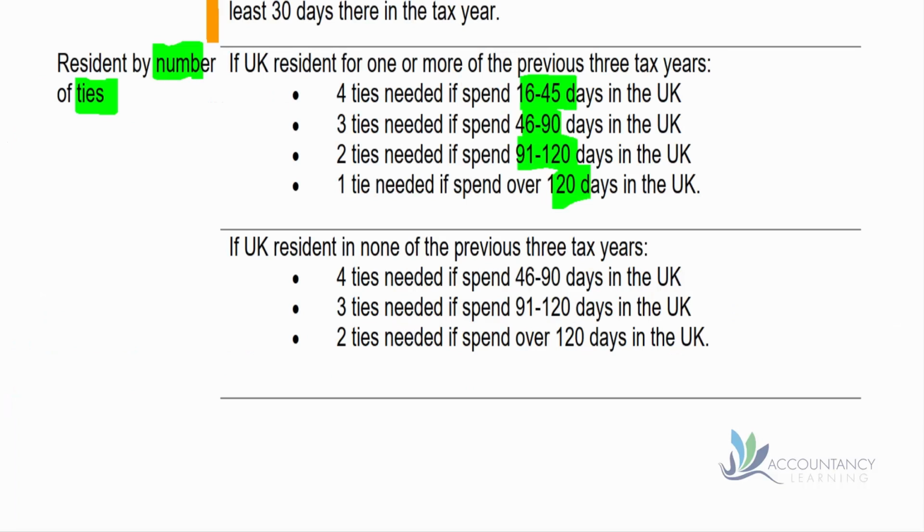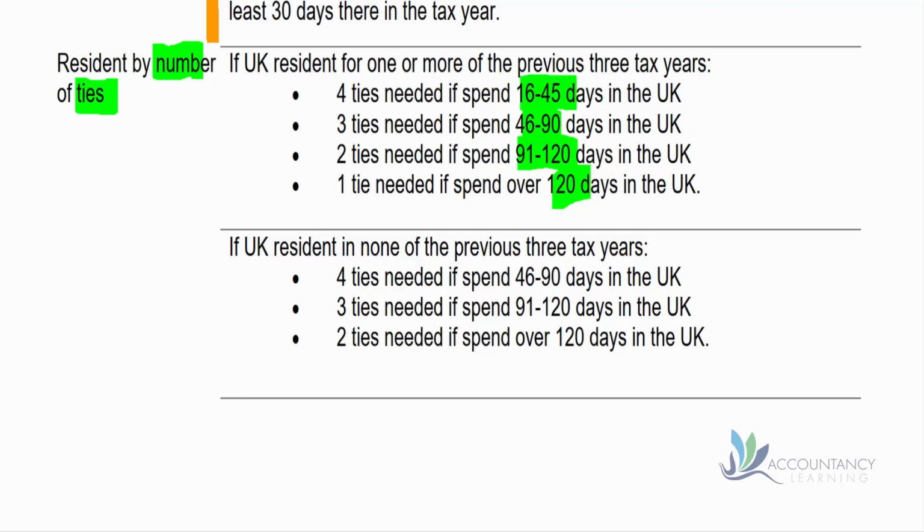So there's guidance for this in the reference materials. So they would be resident depending on the number of ties. If UK resident for one or more of the previous 3 tax years, 4 ties would be needed if they spent between 16 and 45 days in the UK, 3 ties if between 46 and 90 days, 2 ties if between 91 and 120. And if they're in the UK for more than 120 days, then only 1 tie would be needed to make them resident. And if they were not a UK resident in the previous 3 tax years, then we can see that we've got some different figures there. So that's all provided in the reference materials.